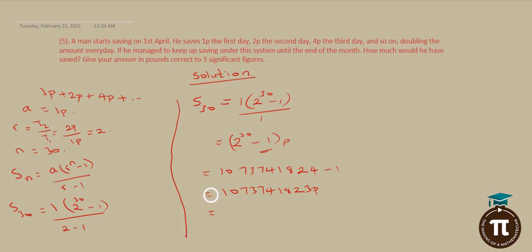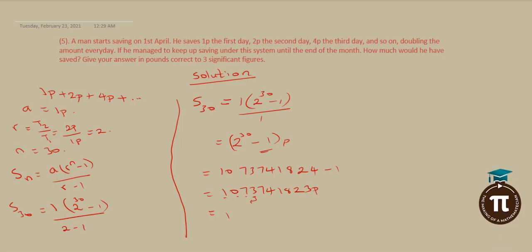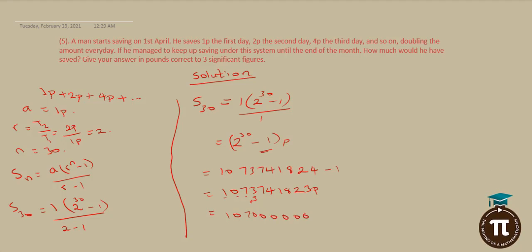So to 3 significant figures, that means this is 1, 2, 3. The 3 rounds off to 0. So I have 107. Assuming it rounded off to 1, it would have become 108. But 3 rounds off to 0, I have 107. Then the rest will be 0, 0, 0, 0, 0, 0p to three significant figures.